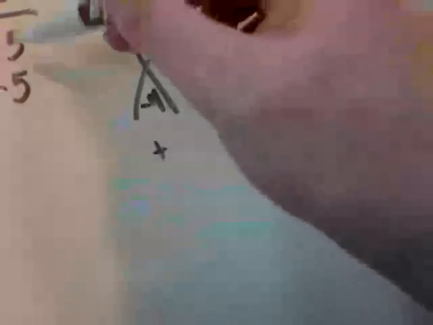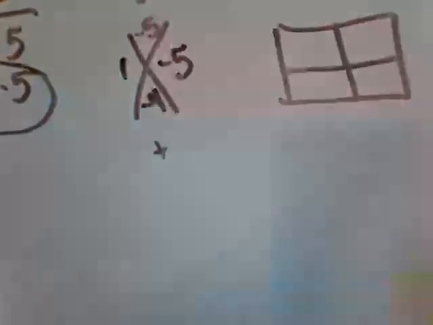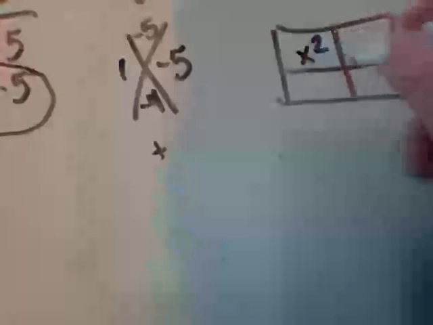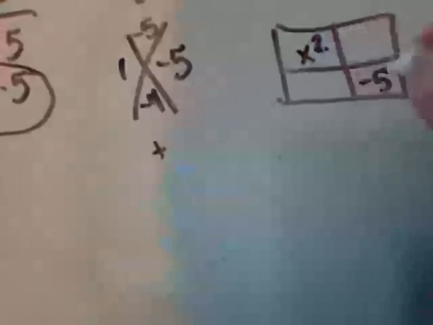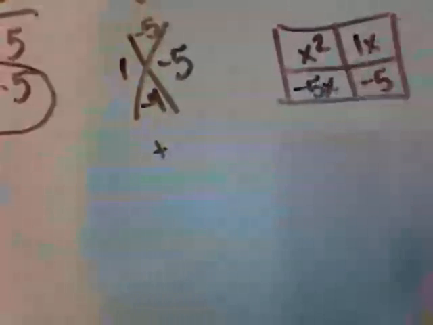So when I start comparing these, the ones that would add to give me a negative 4, well, if I do negative 1 plus 5, I get positive 4. But if I do 1 plus negative 5, I do get negative 4. So we want to use positive 1 and negative 5. Okay, now I'm going to transfer it over to the box. X squared and negative 5 were my first and my last. I have a positive 1x and a negative 5x.